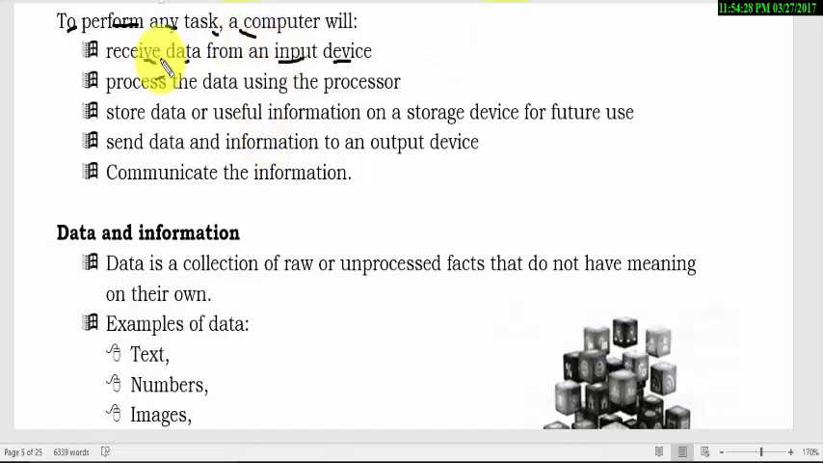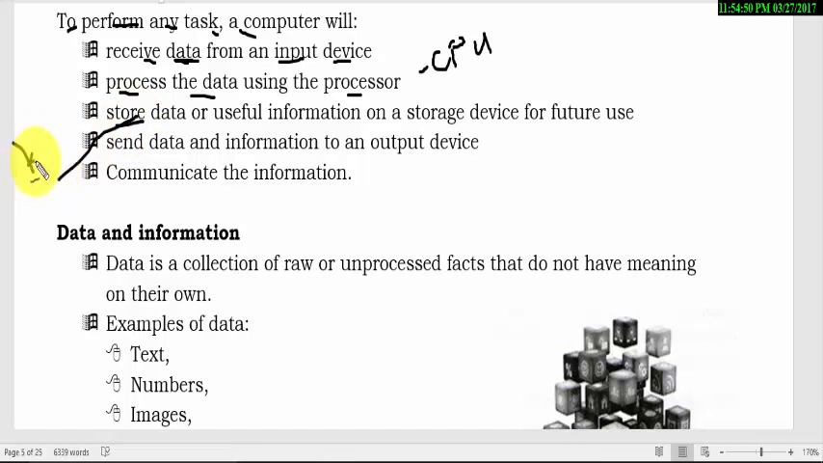So what we are saying is that when you give it data, when you command data into the computer, it will process the data. That is by using the processor, which is also called the CPU. So when you give it data, the computer will process it. Now after processing, that data can be stored.